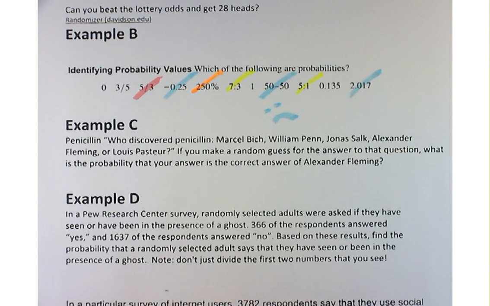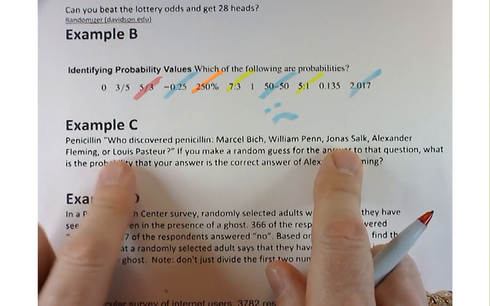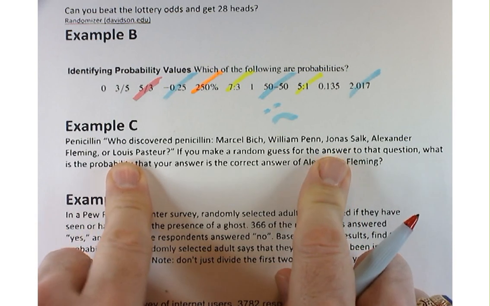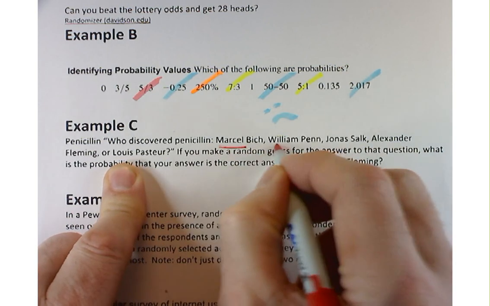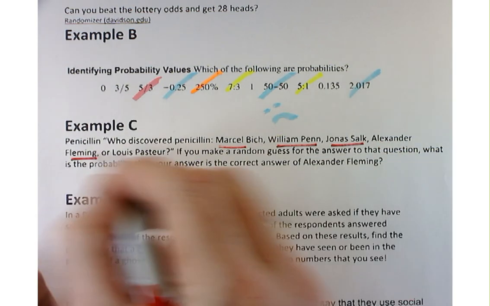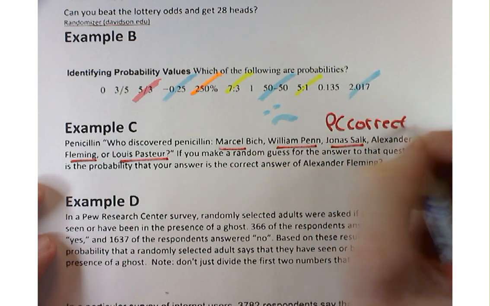Now, a lot of times in this class, we're going to do things with either the relative frequency approach or the classical approach. The classical approach requires that all of your possibilities are equally likely. Now, if you were guessing who discovered penicillin first, was it Marcel Beach, William Penn, Johannes Salk, Alexander Fleming, or Louis Pasteur, what's your chance of guessing correctly? Well, let's see, we've got 1, 2, 3, 4, 5. What's your chance of a correct guess? Yeah, it's 1 in 5.